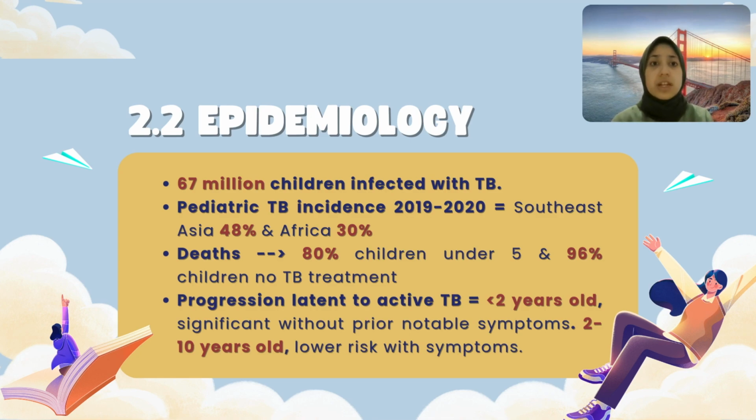Children without tuberculosis preventive treatment have a 5 to 10% risk of developing TB disease. For children younger than 2 years, the risk of progression from latent infection to active disease is significant within the first year after exposure, often occurring without prior notable symptoms. In contrast, children aged 2 to 10 years exhibit a lower risk, typically presenting with symptoms of TB when they do develop the disease.